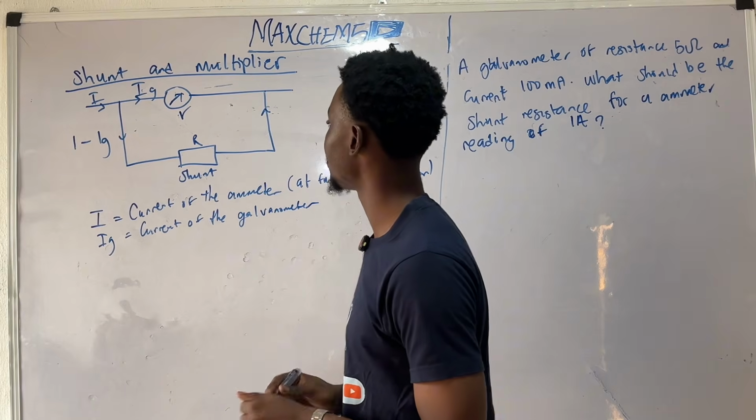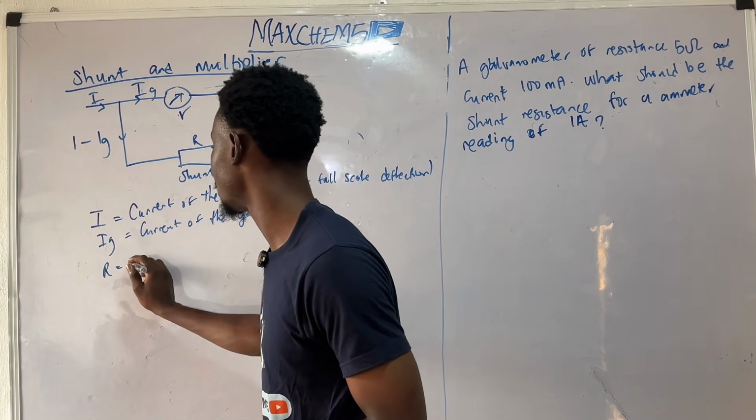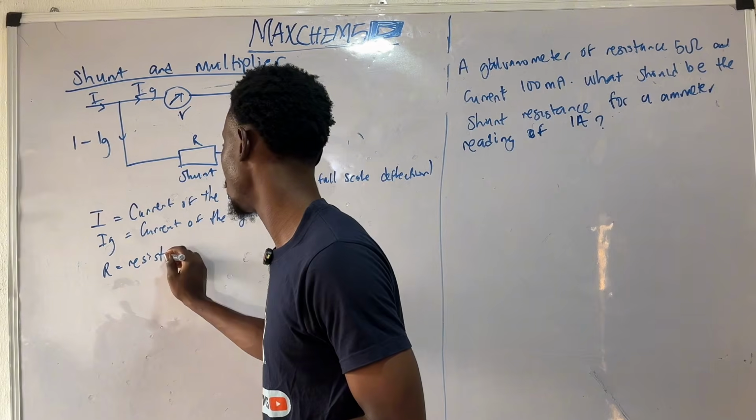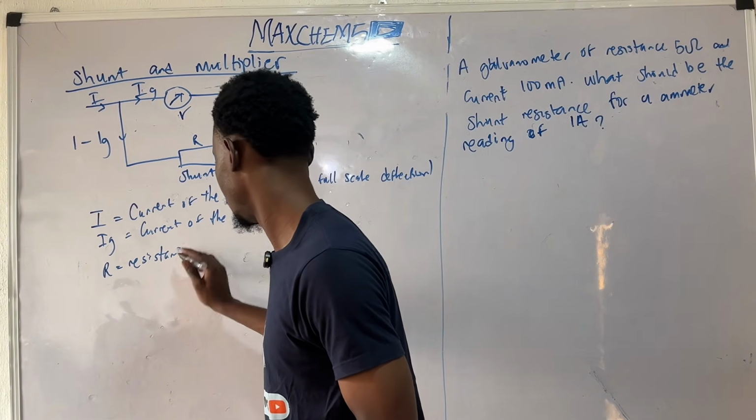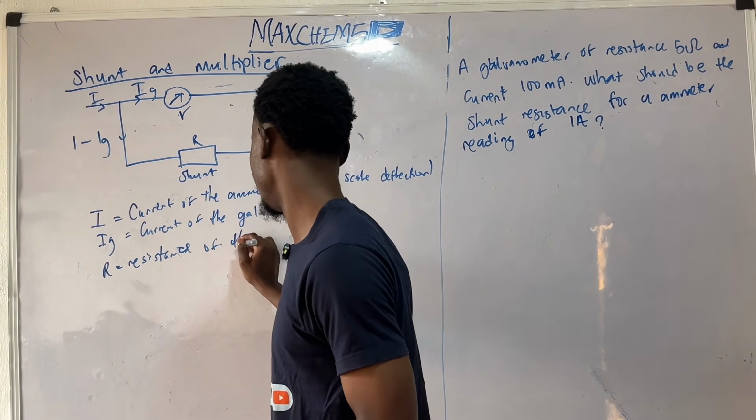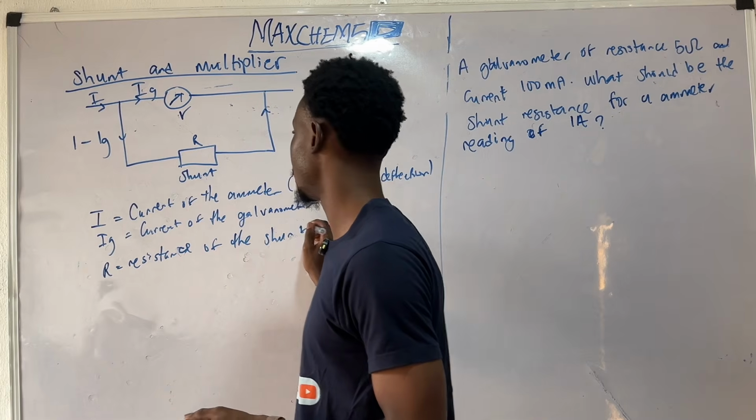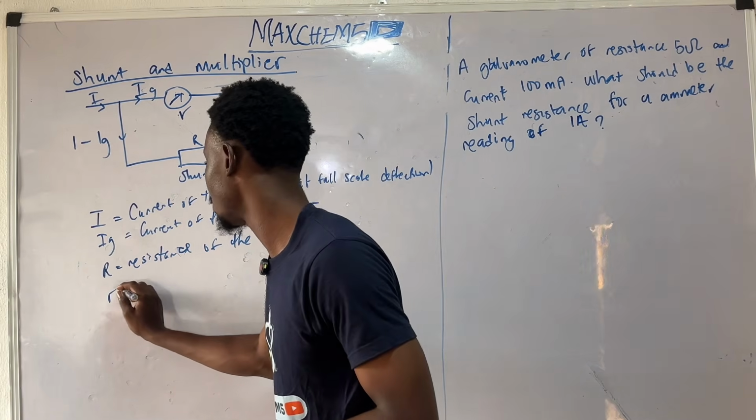And what else do we have? We have R is the resistance of the shunt. That's the low resistance of the shunt. And small r is the resistance of the galvanometer.